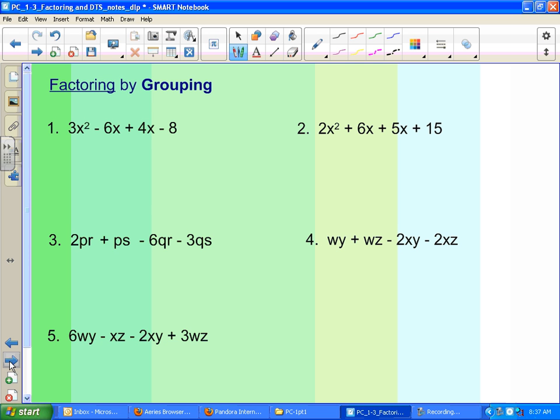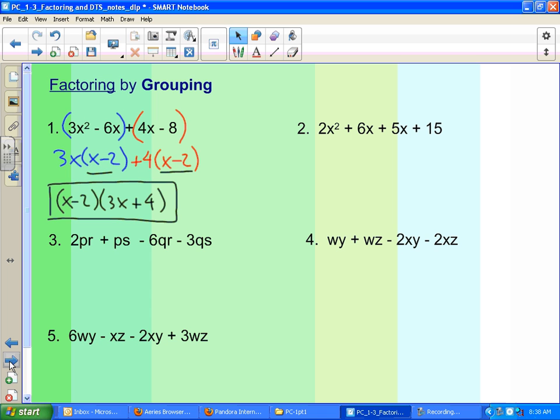So, for example, if I look at the 3x squared and the minus 6x group, and then I go over here and I look at the 4x and the minus 8 group, out of the 3x squared minus 6x group, I could pull a GCF of 3x out and be left with an x minus 2. Out of the 4x minus 8 group, I could pull a 4 out and be left with an x minus 2. Well, now I have a common GCF for both of these of x minus 2. And that then comes out as my GCF. And what's left over is the other remaining part.